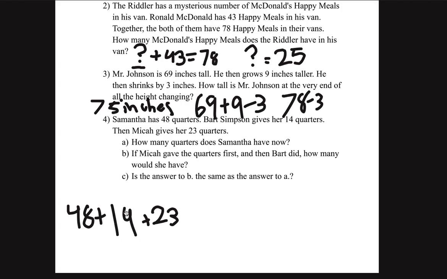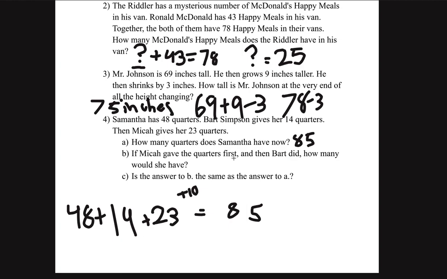8 plus 4 is 12, and then add 3, we get 15. Make sure we add that 10 later on. So we do 4 plus 1 plus 2 is going to equal 7, and then 85 will be the total amount of quarters. 85.